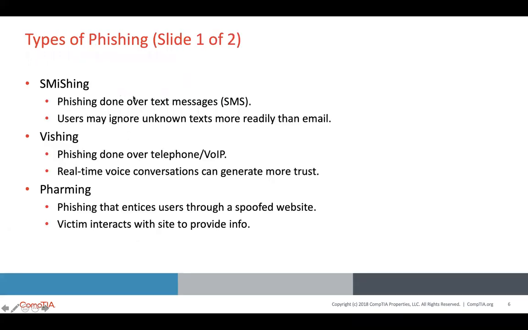Types of phishing: smishing. This is used by SMS, sending an SMS text message. Vishing is phishing over the phone. This is voice, over a telephone, VoIP, or a mobile device. And real-time voice conversations can generate more trust. An example of this too, sometimes they're recordings. Sometimes you get these robocalls.